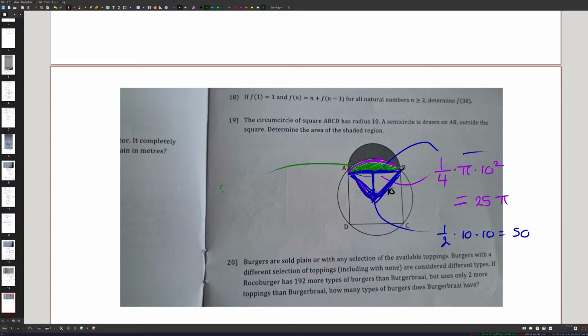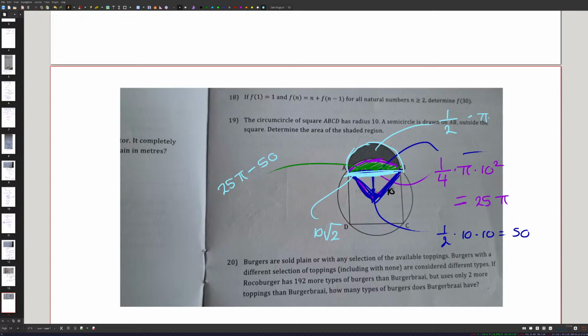Color is not good. 25 pi minus 50. And we want to subtract that from the area of this, which is half of a circle of radius 5. So the area of this blue region is a half times pi times 5 squared. No, it's not radius 5. I'm being stupid. I do actually need to know this is now 10 root 2. So it actually didn't hurt earlier to work it out.